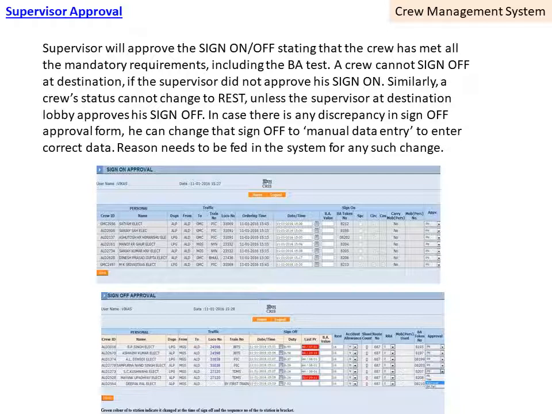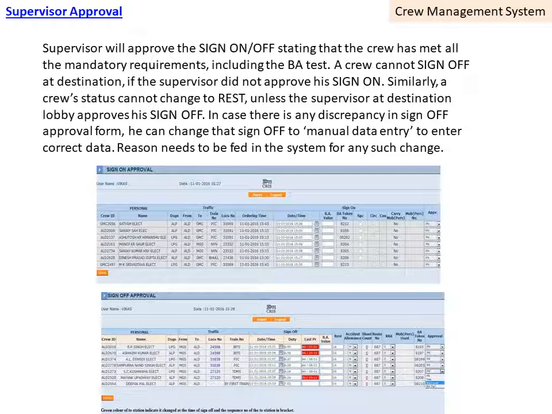In case there is any discrepancy in the signing off approval form, he can change the signing off to manual data entry to enter the correct data. A reason needs to be fed into the system for any such changes. Once the crew is signed off, it will go into rest, then the rest will be cleared, and accordingly we can book the crew.